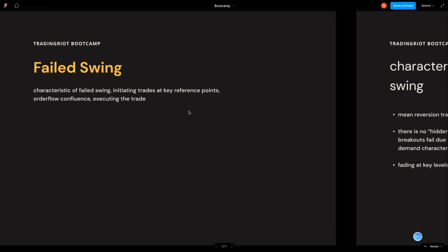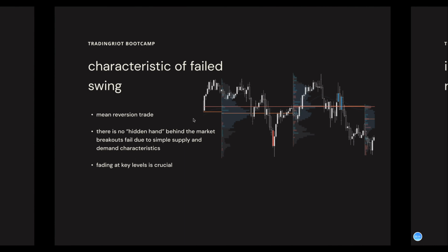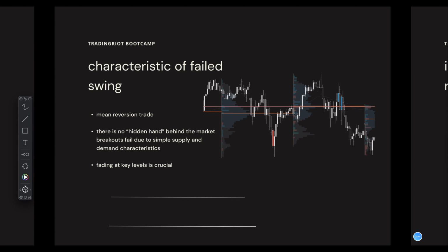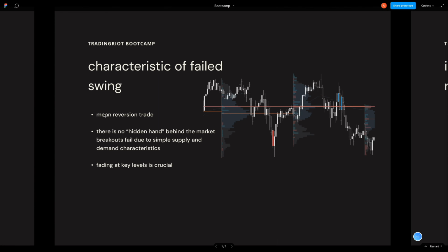So the first one is a failed swing, and the characteristic of a failed swing is that it's a mean reversion trade. This is basically self-explanatory, but there is a sort of mean reversion to it. You have any sort of balance in a ranging environment, and you are just trading back inside any sort of mean. So this is a mean reversion trade.